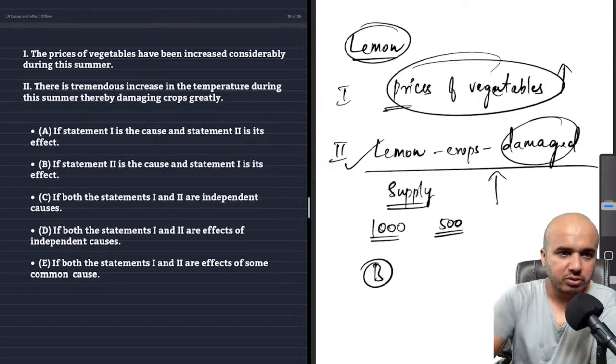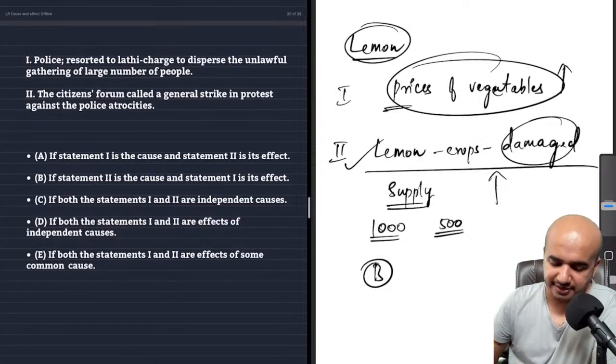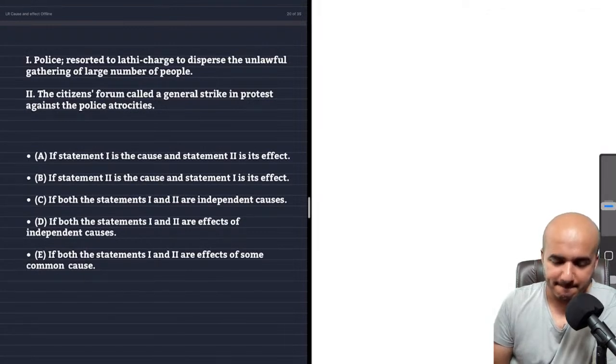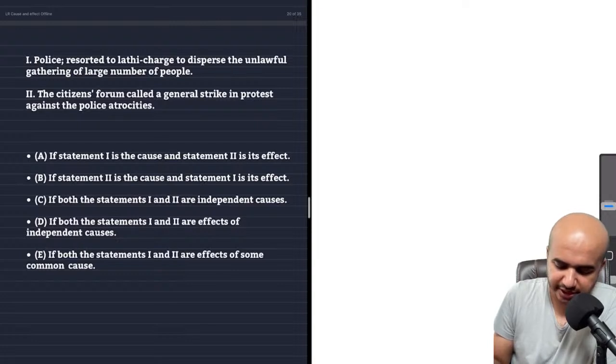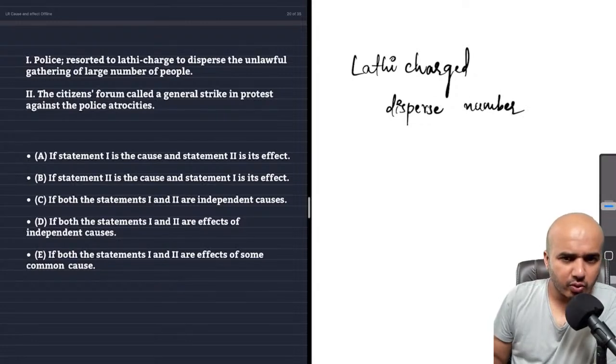Let's move on. The police resorted to lathi charge to disperse the unlawful gathering of large number of people. Okay, fine. So what did the police do? They lathi charged to disperse large number of people. Okay. So now what about statement 2?